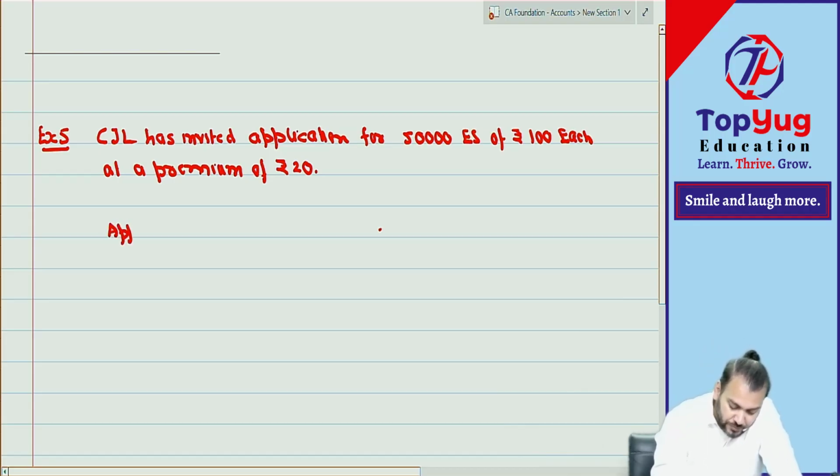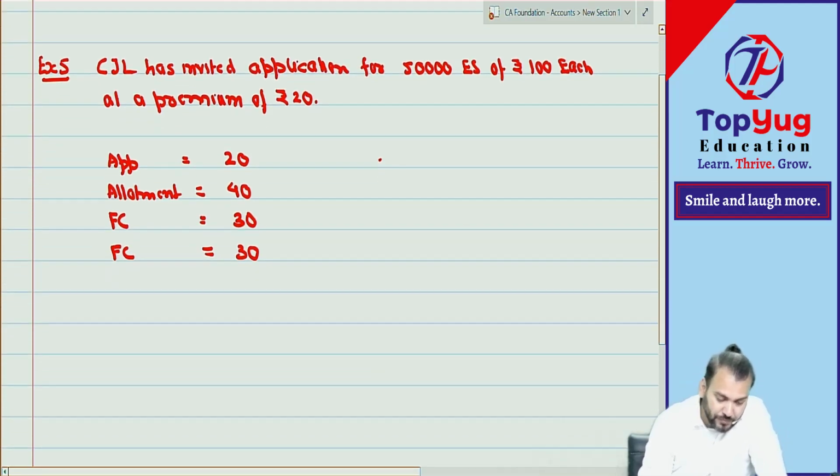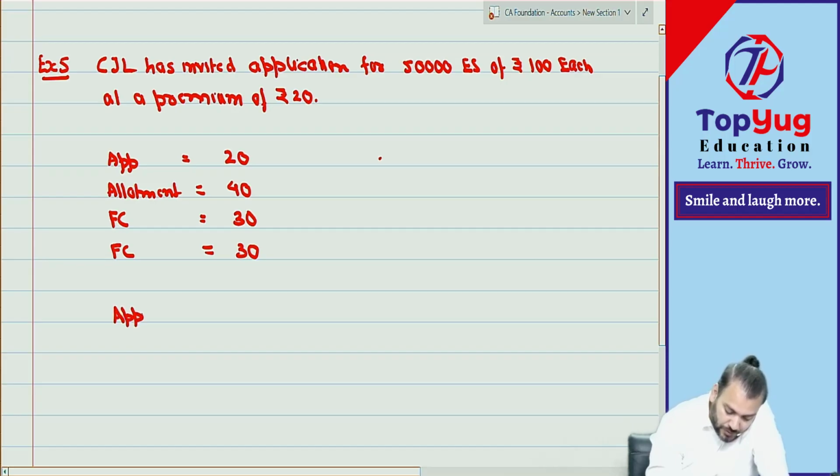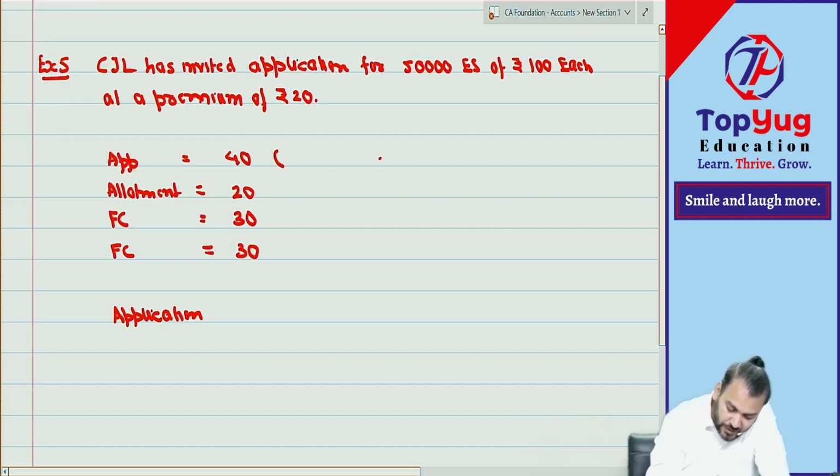Then on application 20, allotment it is 40, first call 30, final call 30. Total becomes 120. Okay, write it down. Make it 40 and 20, including premium.